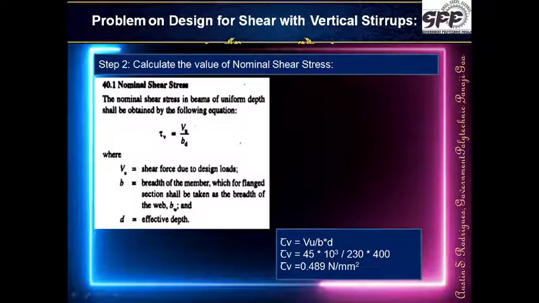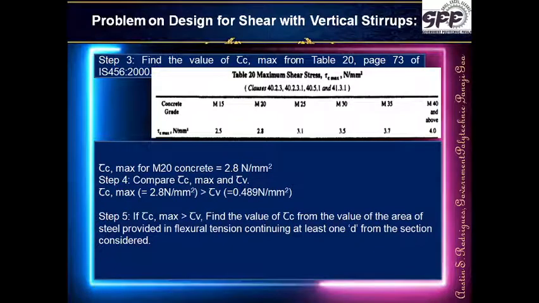The value of tau V, the nominal shear stress coming on the beam due to the ultimate load acting on the beam, is 0.489 Newton per mm square. So we have finished with step number 2. Let us proceed with step number 3.